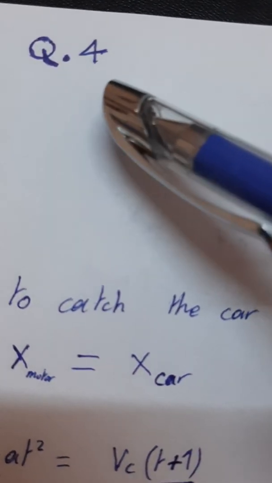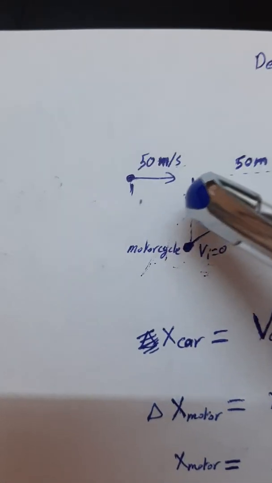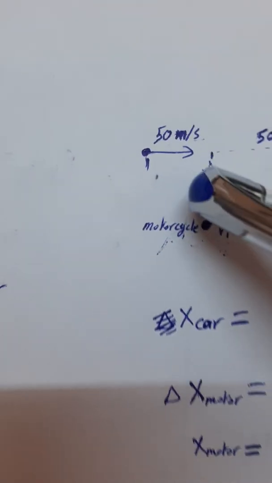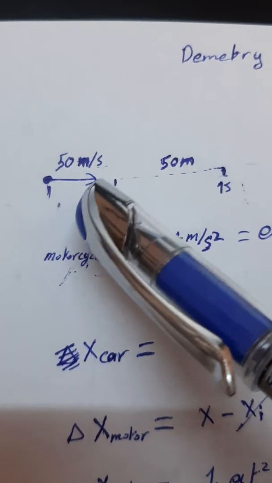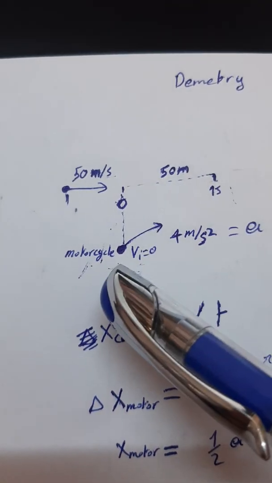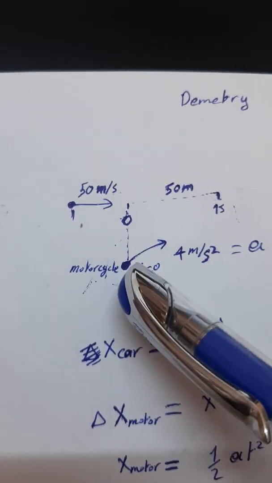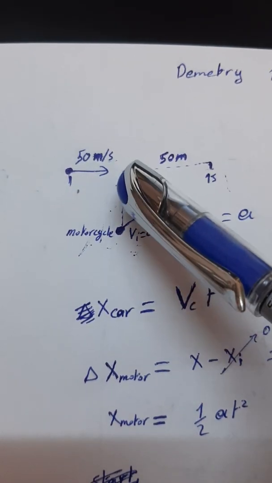I'm going to solve question number 4 from the exam, which is talking about a car traveling at a constant speed of 50 meters per second. The car is just moving on this path, and the motorcycle is just standing at this position, as we can assume it as x equals 0 here.